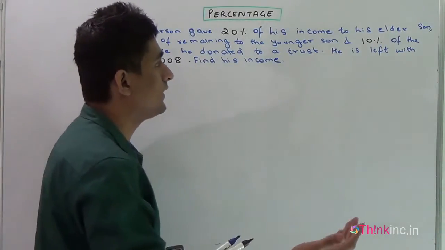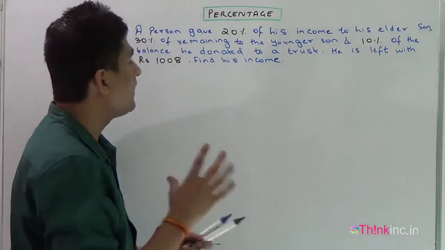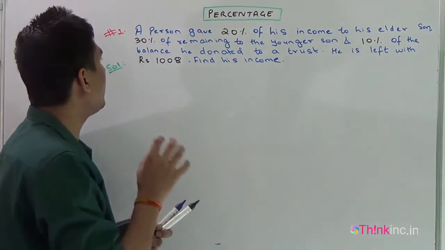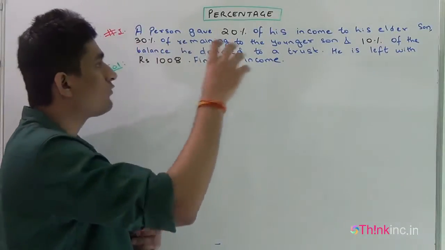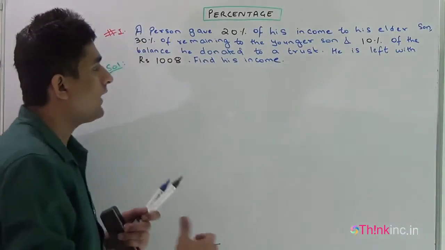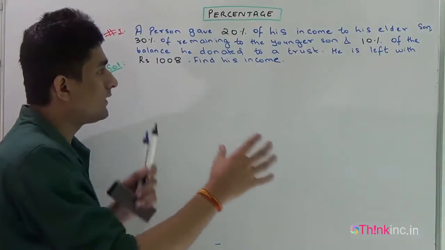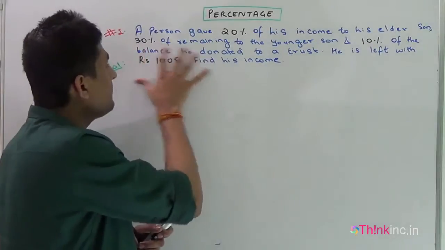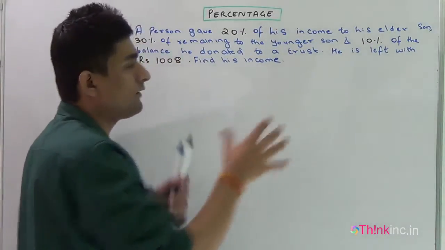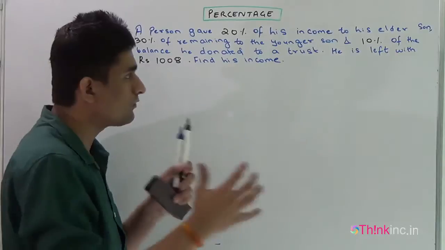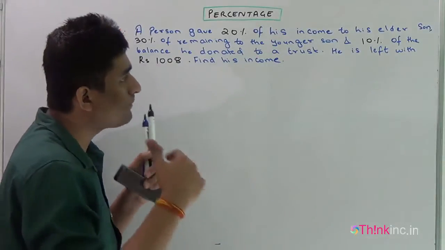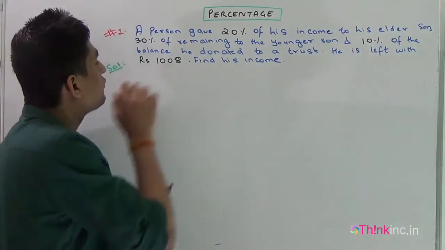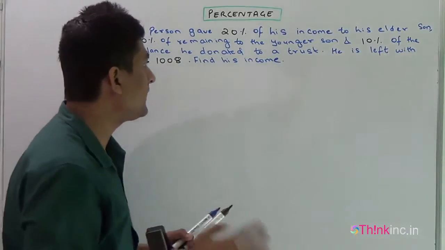The question says a person has some income, of which he has given 20% to his elder son. That means now he is left with some income, and of the remaining income he gave 30% to a younger son. Then he gave 10% of that balance. That means after giving 30% of the remaining to the younger son, he is left with some income, and of that he gave 10% to a trust. Now he is left with rupees 1008.